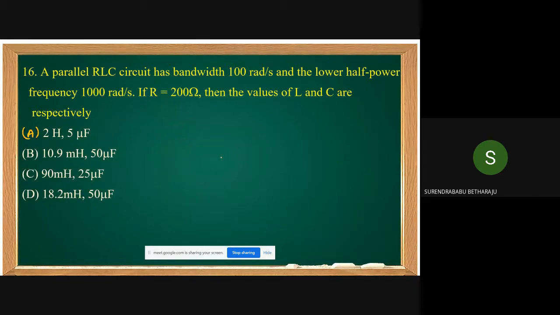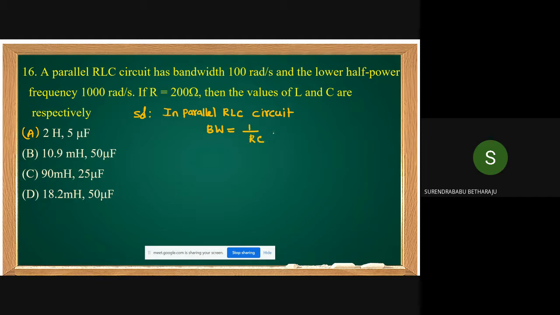A parallel RLC circuit has bandwidth. That means here we want to know the formula for the bandwidth in a parallel RLC circuit. What is the bandwidth in a parallel RLC circuit? All these formulas I already explained in detail, students. In a parallel RLC circuit, bandwidth is equal to 1 by RC.